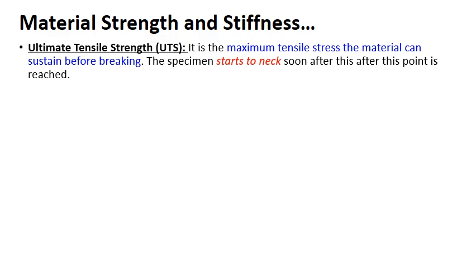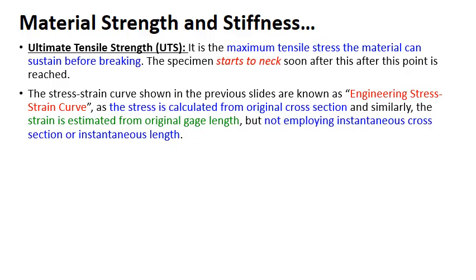Ultimate tensile strength is the maximum stress that the material can sustain before breaking. In fact, you will start to see necking soon after it attains this point. You would have seen one dotted line and one continuous line falling down in the stress strain curve. The one which falls down after the ultimate tensile strength point is the engineering stress strain curve, and the one with the dotted line is actually the true stress strain curve.